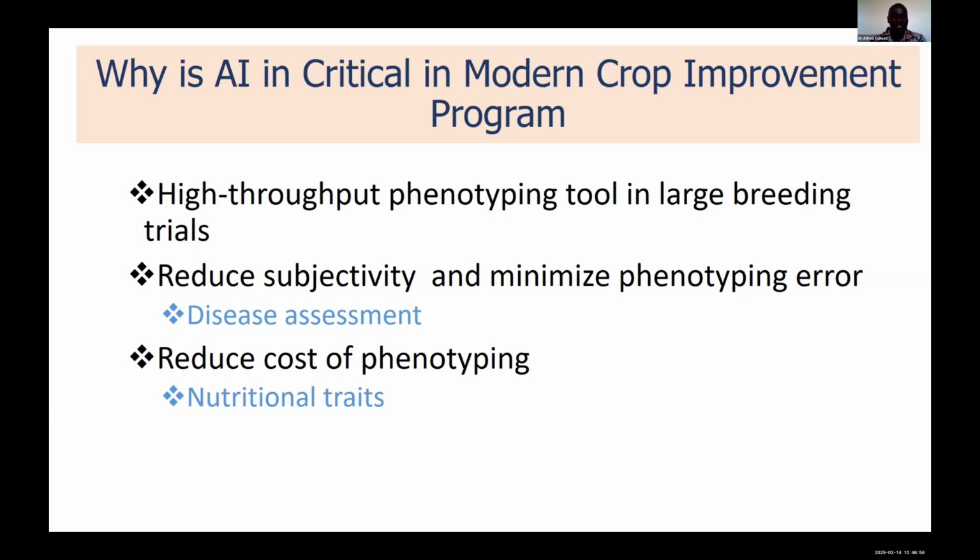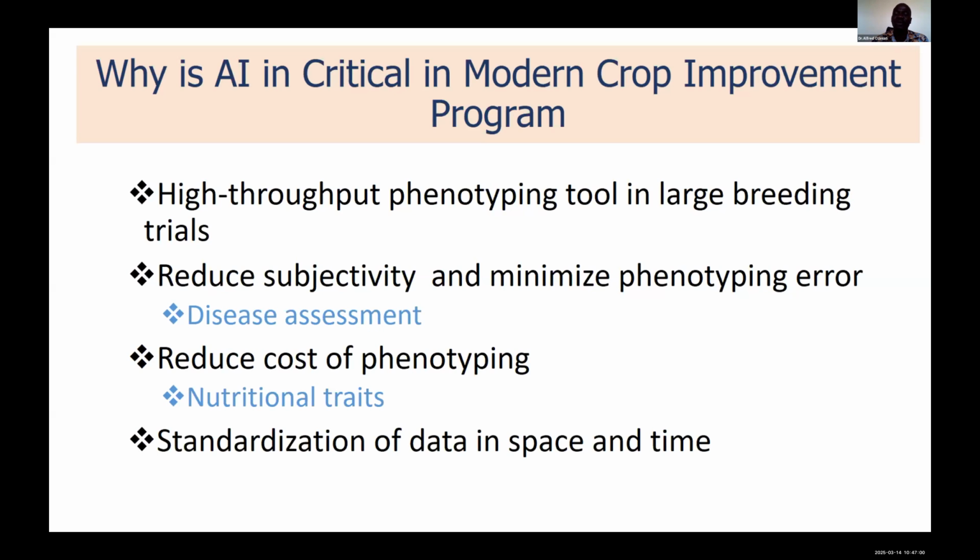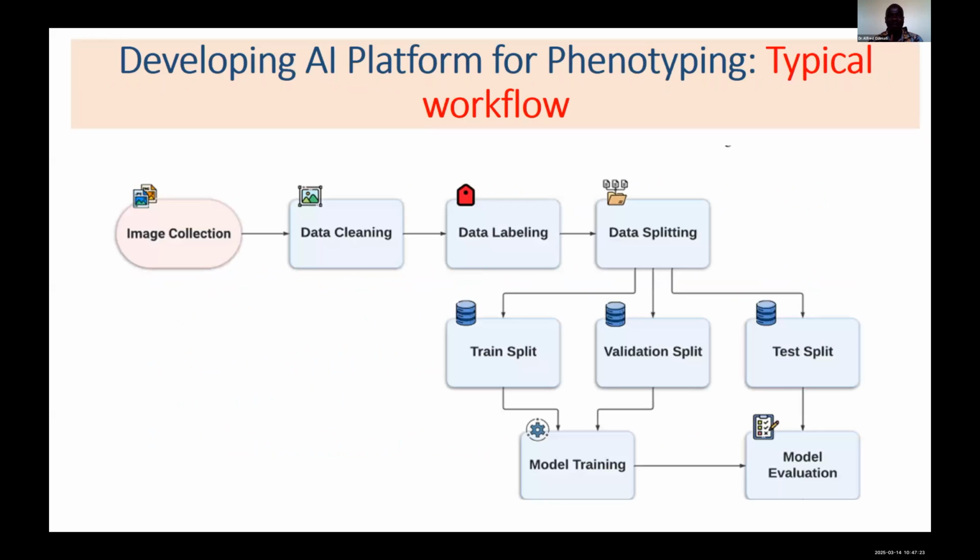The other thing is just think about data standardization, because if 2 people collected data, say disease data with eyes, you're going to see differences in terms of how people assess, for example, the disease. So one way is to try and develop a model, use the AI model, and then that helps to standardize the data in space as well as in time.